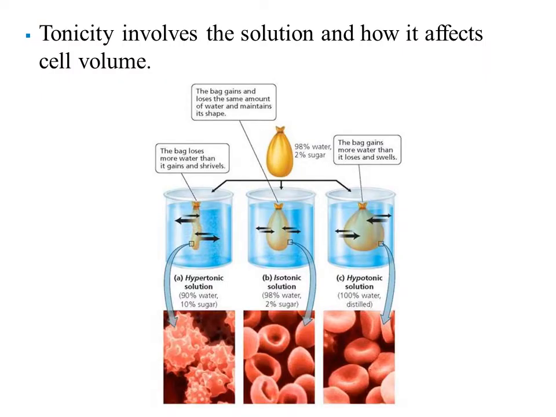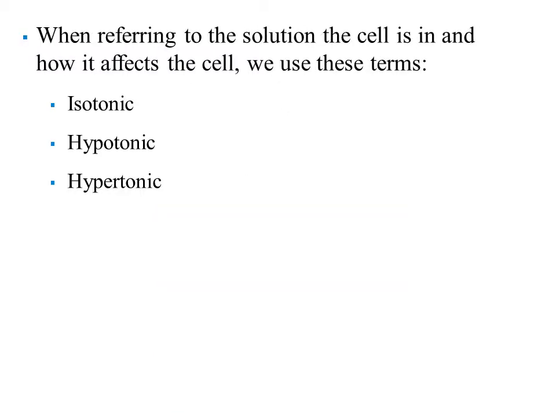Now we will discuss tonicity. Tonicity involves the solution and how that solution affects the cell volume. When referring to the solution the cell is in and how it affects the cell, we use these terms. So tonicity is related to these three terms: isotonic, hypotonic, and hypertonic.